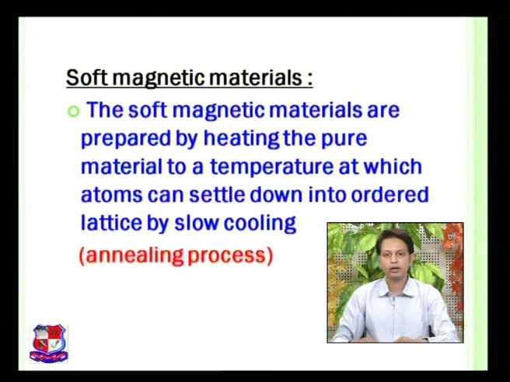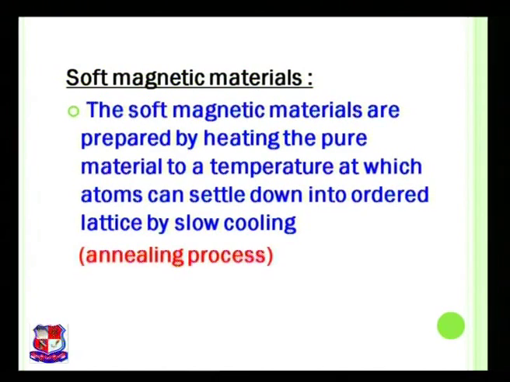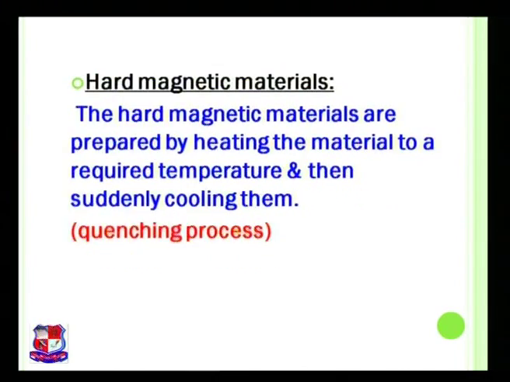In the same manner, if we compare this with hard magnetic materials, the process through which hard magnetic material is produced is the quenching process. Let us see the next slide. Hard magnetic materials are prepared by heating the material to a required temperature, and then suddenly cooling it. That means what?